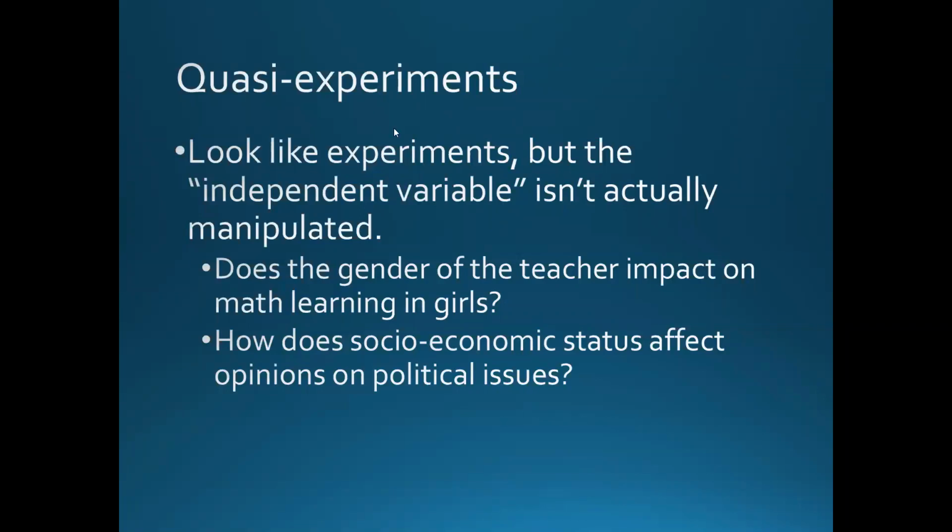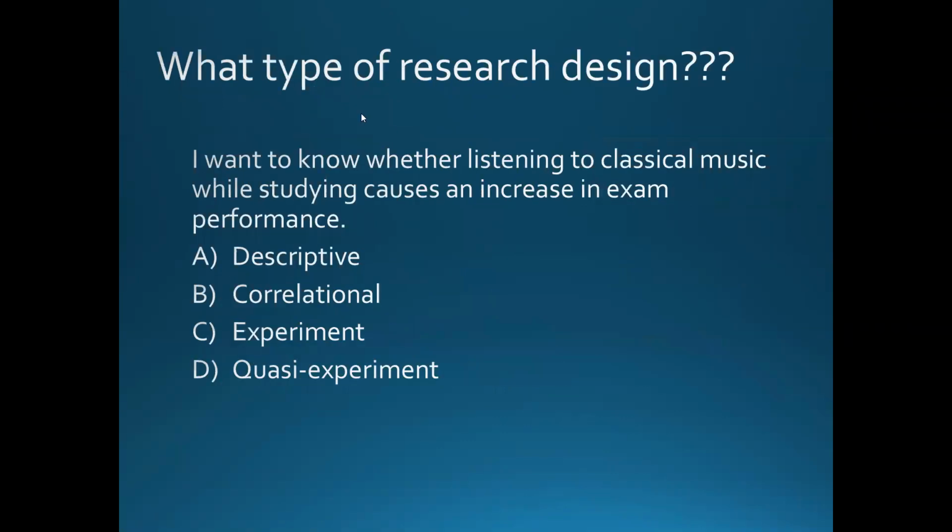All right, so using a direct message in chat, let's just go ahead and answer a couple questions. Make sure you pay attention to the wording of these questions because the wording will really help you. So what type of research design should I do for this one? I want to know whether listening to classical music while studying causes an increase in exam performance. Should I do a descriptive study, a correlational, an experiment, or a quasi-experimental study?